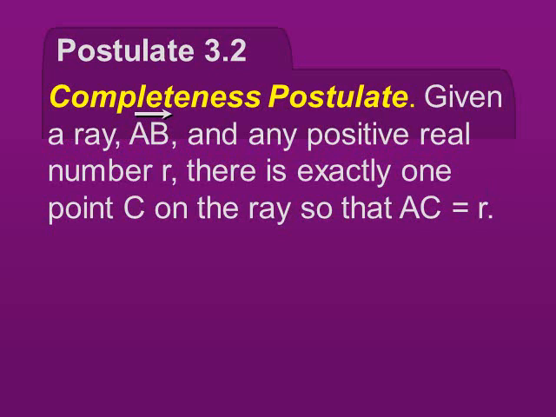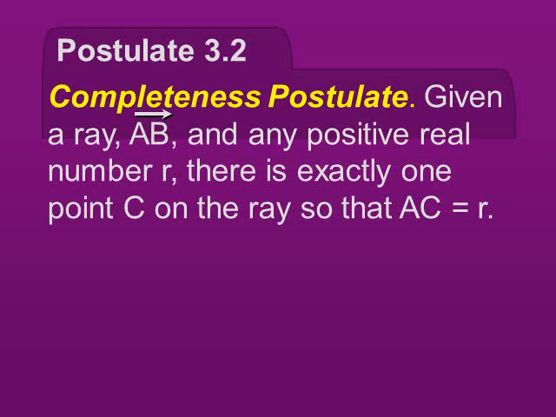Okay, our last postulate for this section is called the completeness postulate, and it just means that given a ray and any positive real number R, there's exactly 1 point on the ray that will equal R. So if I say R is 7, and the ray infinitely goes in one direction, in the direction of B, if I start and lay my ruler on the beginning of the ray, which is point A, and I say there's a point 7, I measure out 7 units, right there would be point C.